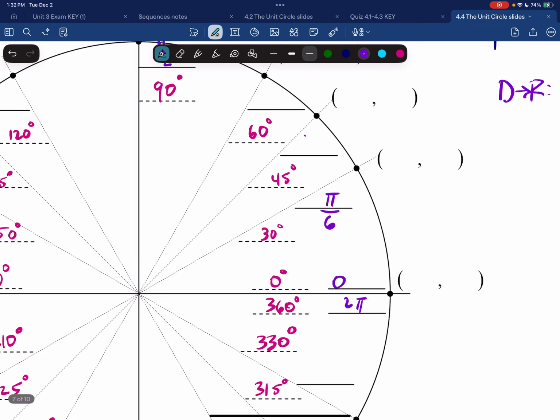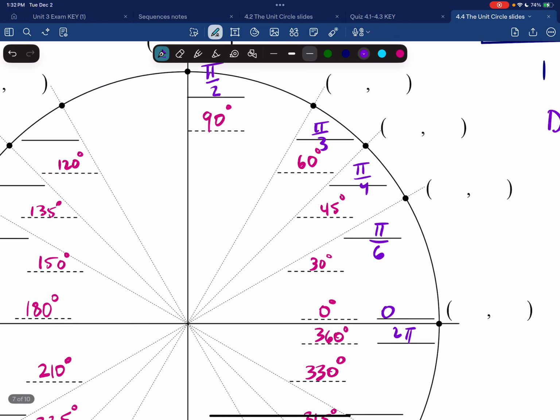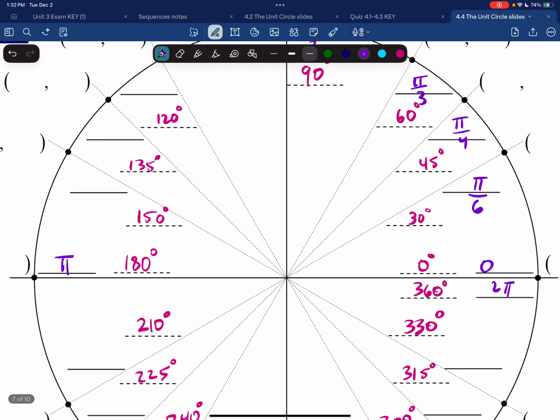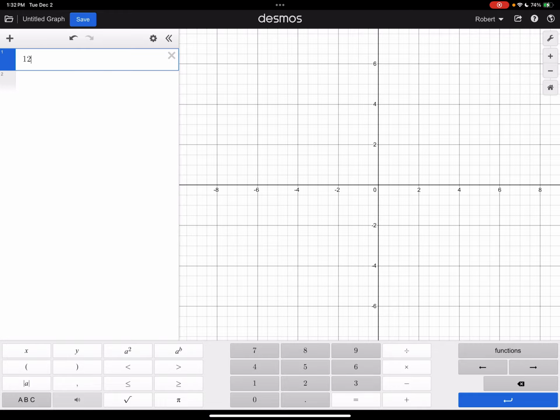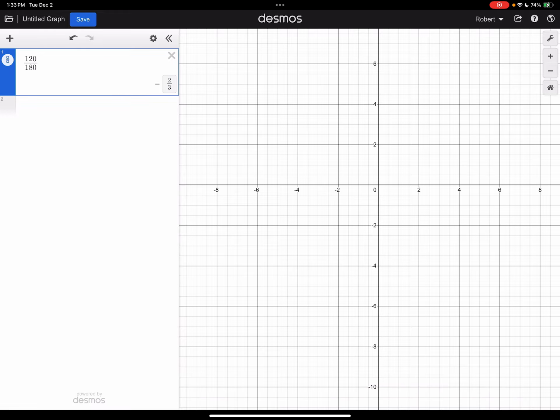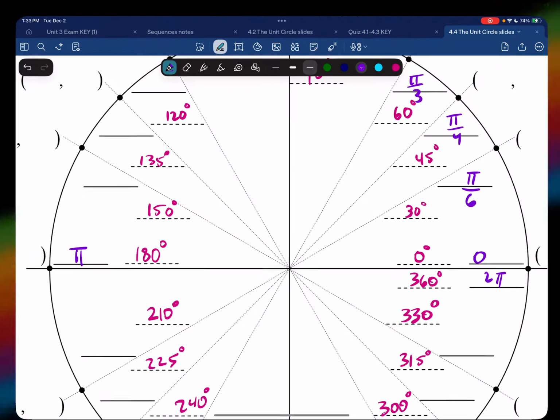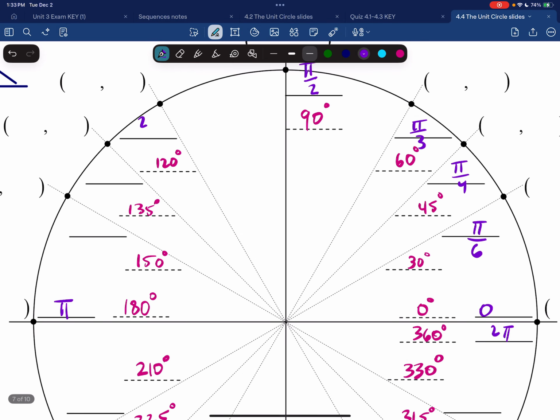Same idea here, this will be pi over 4, and this is pi over 3. Likewise, 120, I'll show you one more time. So if I do 120 over 180, and then hit the fraction button, so that's 2/3, so 120 is going to be 2 pi over 3. Likewise, I can do that for 135. I'm going to get 3 pi over 4.